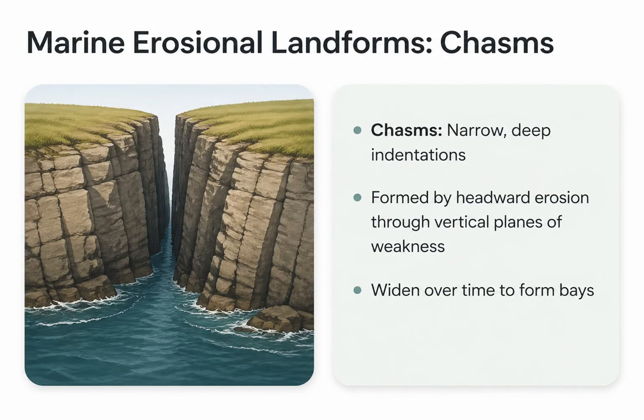Let's look at specific erosional landforms, starting with chasms. A chasm is a narrow, deep notch carved into the coastline. It forms when waves relentlessly attack vertical planes of weakness in the rock, cutting inward in a process called headward erosion. Over time, the mouth of this chasm widens through lateral erosion, eventually forming a bay.